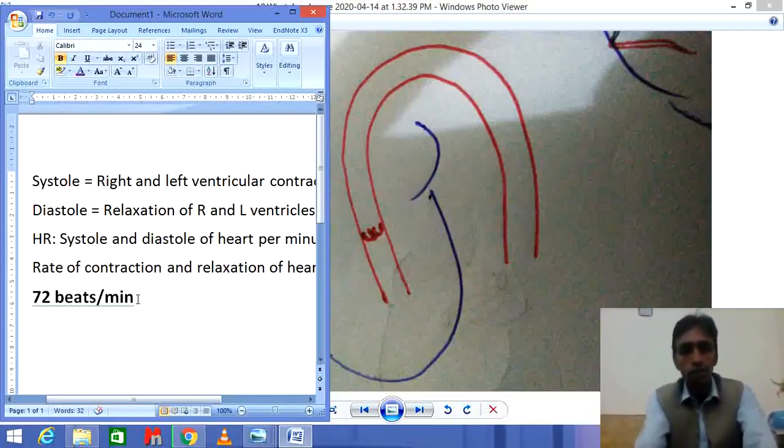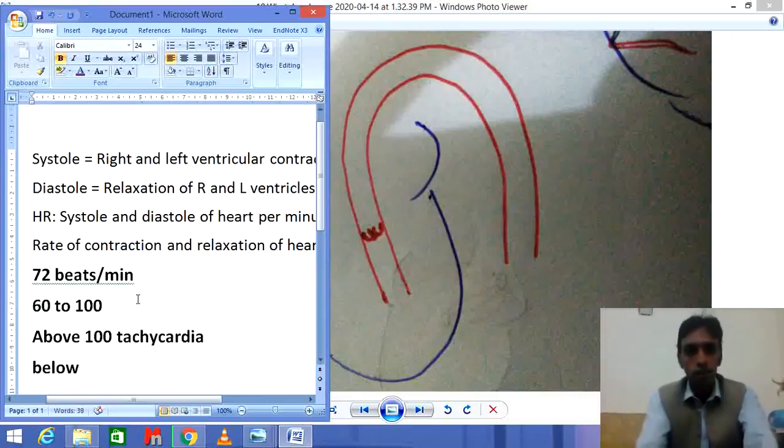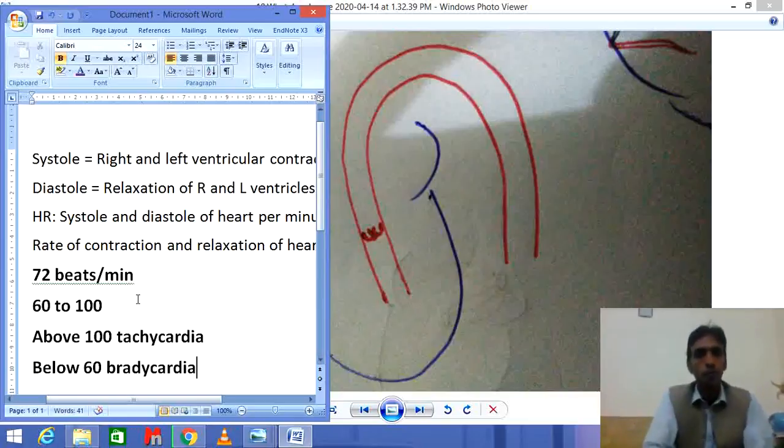The normal heart rate should be from 60 to 100. If this is above 100, then this will be called tachycardia. If this is below 60, then that will be called bradycardia. The heart rate above 100 is called tachycardia, and the heart rate below 60 is called bradycardia.